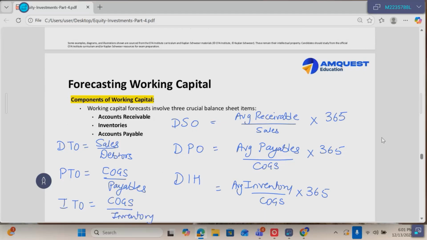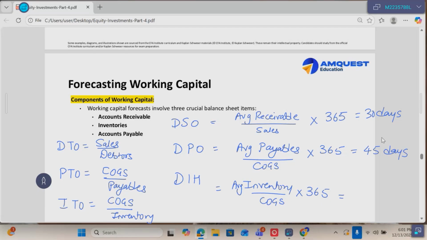Now you will learn, or you would have learned all this. Days sales outstanding basically tells you, if I've sold my goods on credit to my customers, in how many days they are paying me back. So let's say if the answer for this is coming as 30 days, that means if I'm selling goods to my customers, they will pay me in cash after 30 days. Days payable outstanding: if I'm buying raw materials on credit, in how many days do I have to make the payment? So let's say this is coming as 45 days. That means I have to make payment to my suppliers in 45 days.